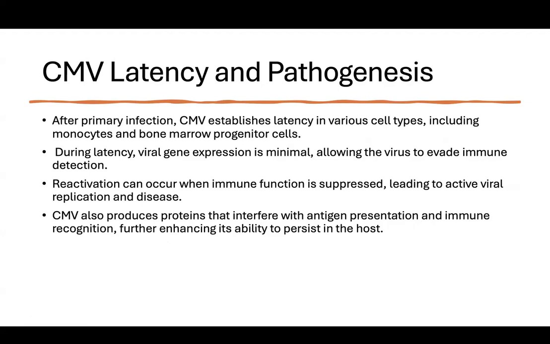As I said, CMV latency can be in various cell types. This could be in your monocytes, your bone marrow progenitor cells, or even your epithelial cells. They go everywhere. Reactivation usually occurs when your immune system is suppressed. So that's one thing.